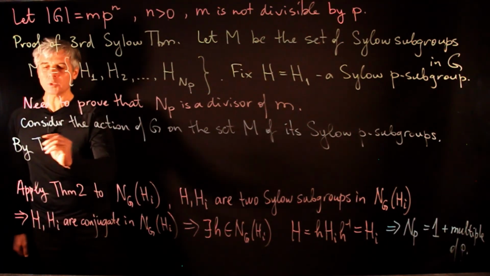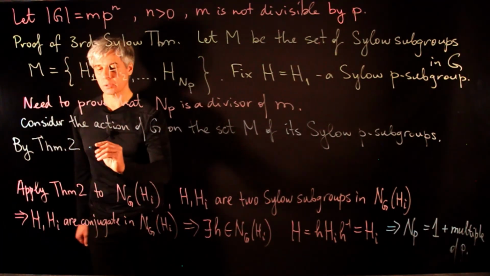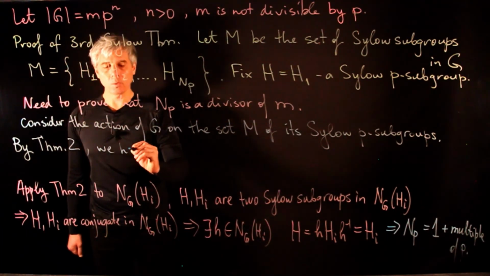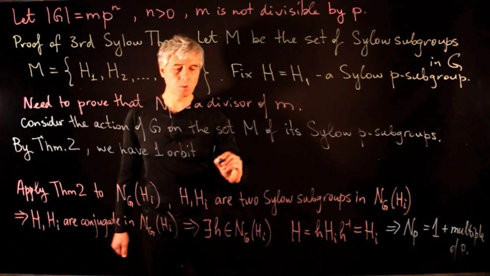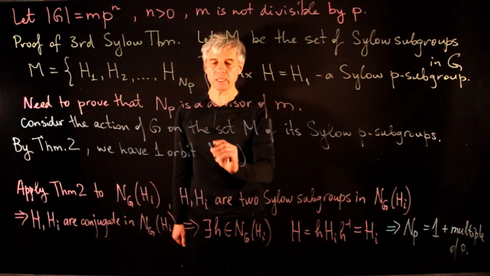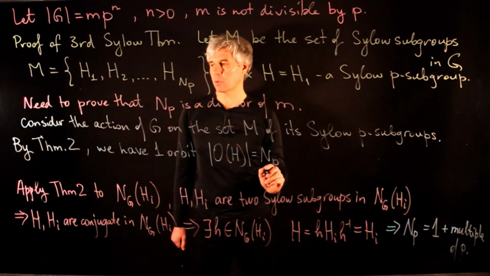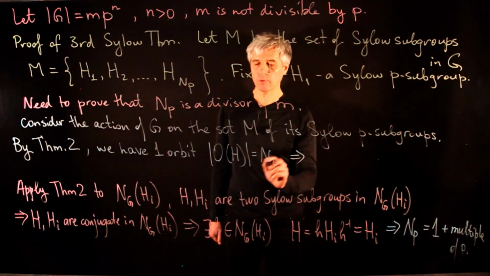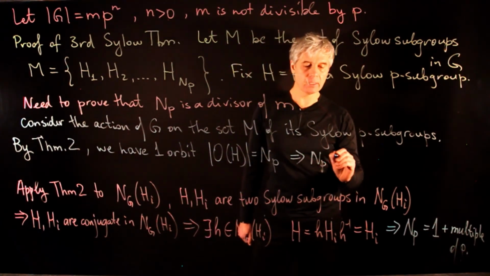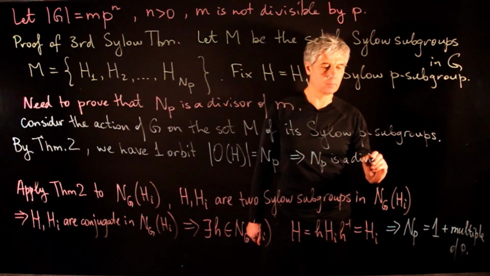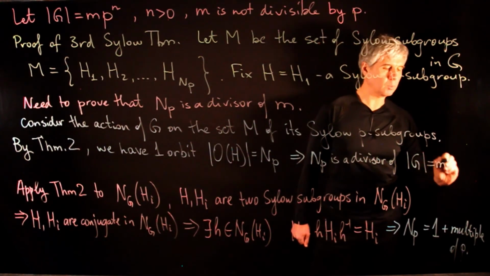By theorem 2, all Sylow subgroups are conjugate. So we have one orbit O of H, and the size of this orbit is NP, the number of Sylow p subgroups. But then we know that the length of each orbit is a divisor of the order of the group. So this means that NP is a divisor of the order of the group, which is mp to the power n.